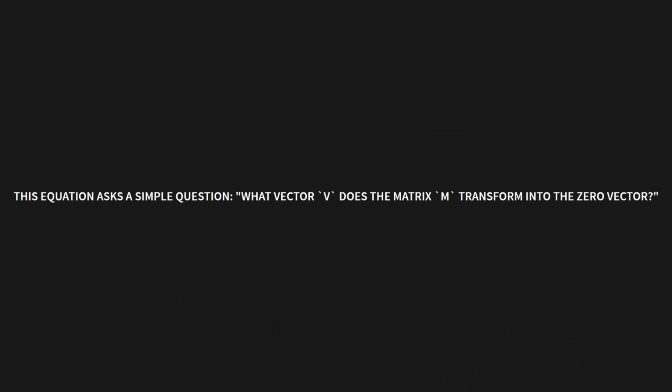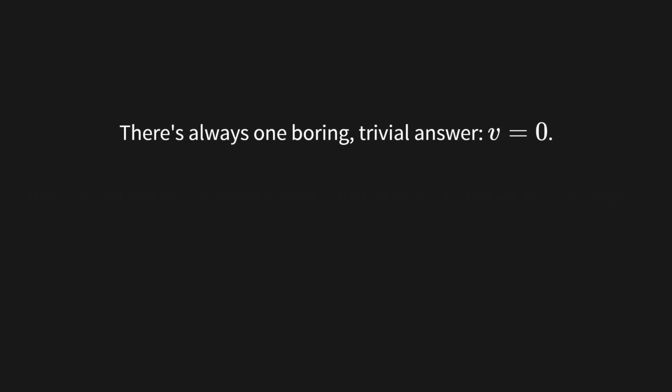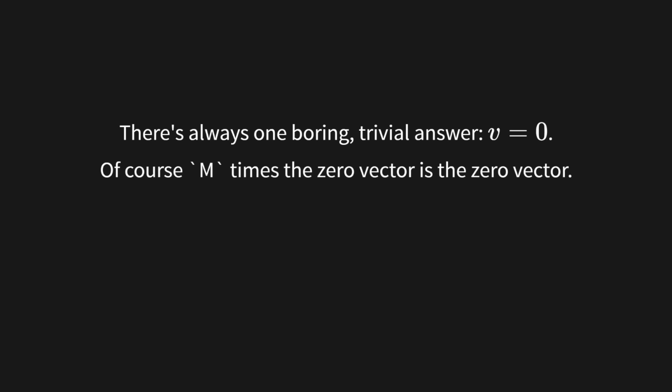This equation asks a really simple question. What vector v does the matrix M transform into the zero vector? Well, there's always one boring, trivial answer. v equals 0. Of course, M times the zero vector is the zero vector. That's not interesting. But remember our definition.